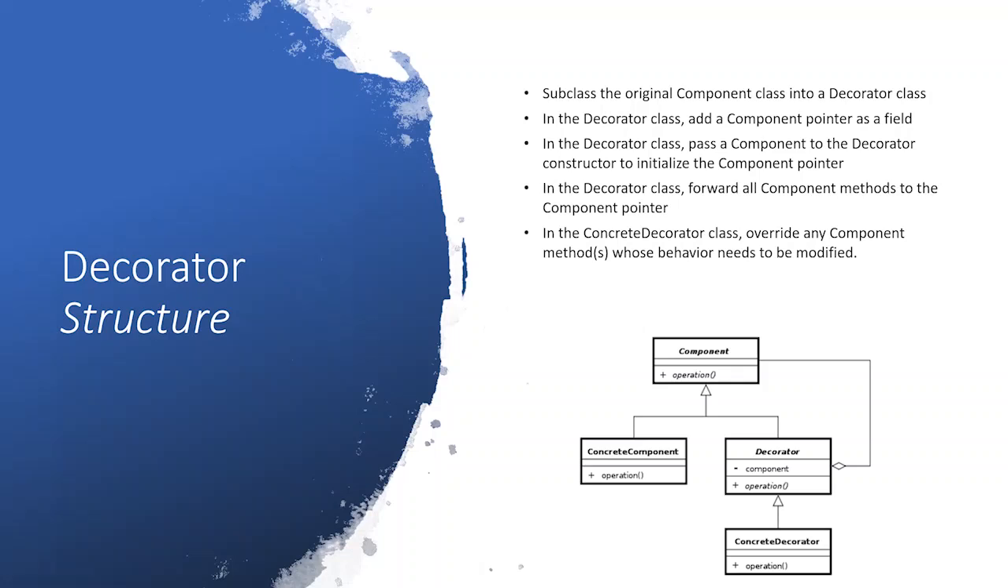Any questions up till now with the class diagram? No. So here again you can see we are using some kind of composition between component and decorator. Decorator will have the component inside it. It will be composed of the component.